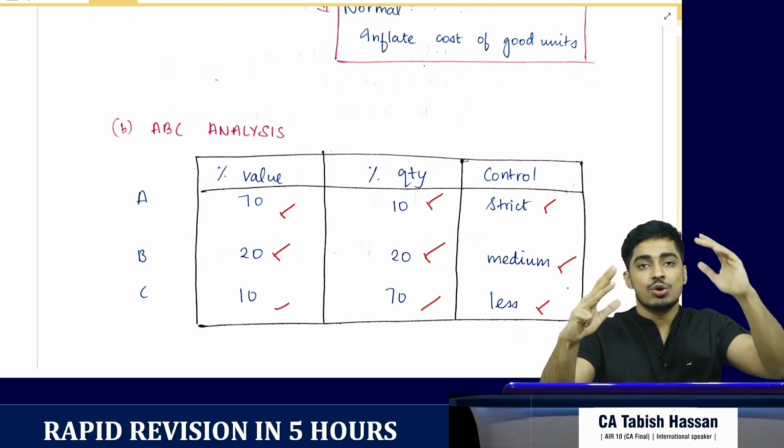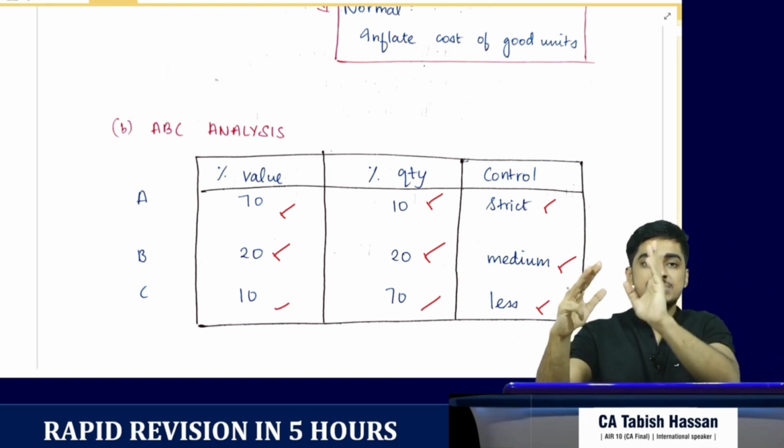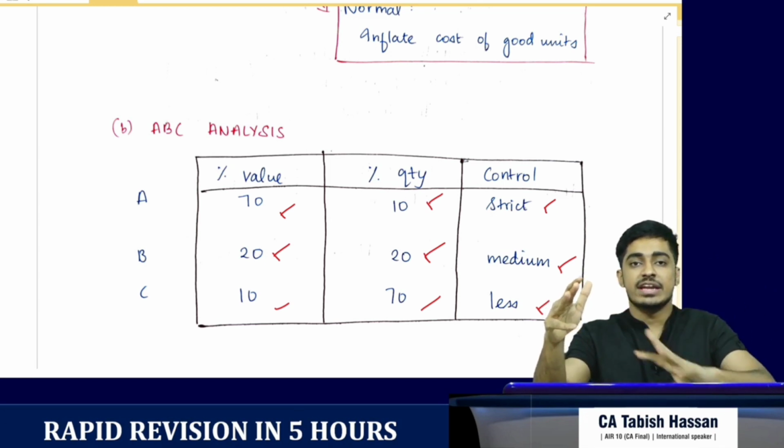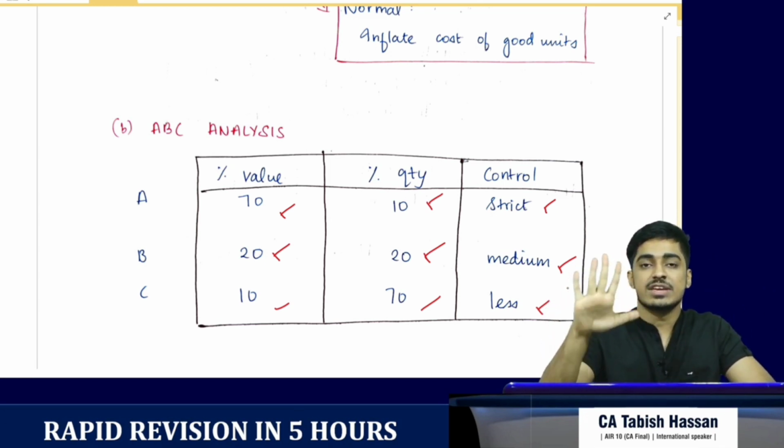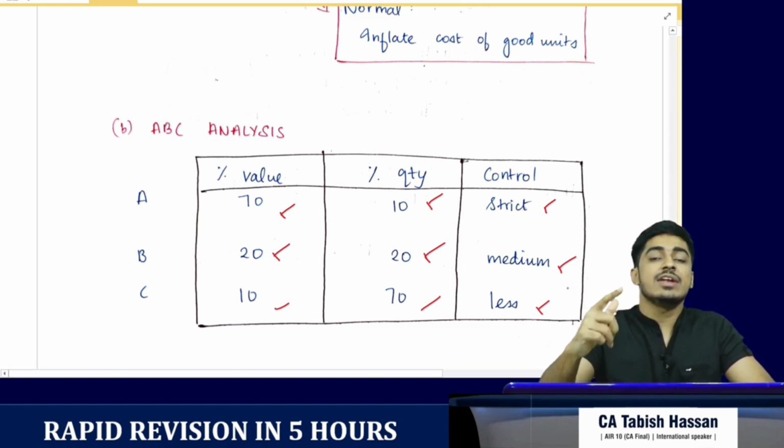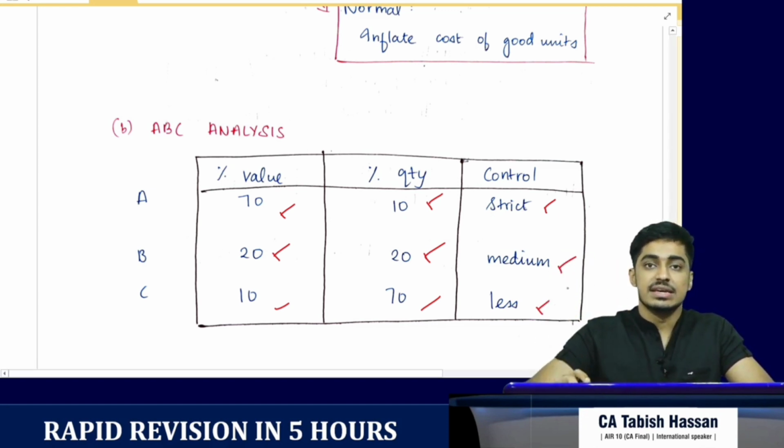Then we came to stores ledger, what to do in stores ledger, what to do in receipts, issues, balance, FIFO, weighted average, what to do in case there is shortage. Then we came to miscellaneous areas. There we have discussed the valuation of material, and we have also discussed the ABC analysis. Clear?